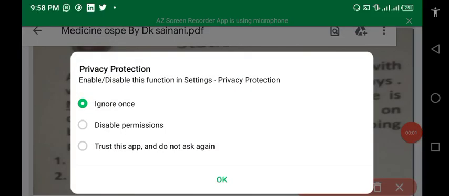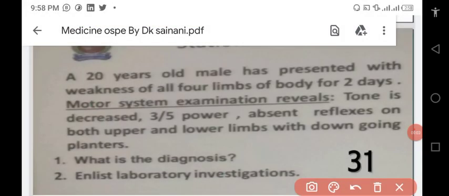Okay, so welcome everyone. Now we are going to look at some of the most important questions of pathology. The question is: a 20-year-old male presents with weakness of all four limbs for 2 days. Motor system examination reveals tone is decreased, power is 3 by 5, and reflexes are absent in upper and lower limbs. So, what can be the diagnosis?